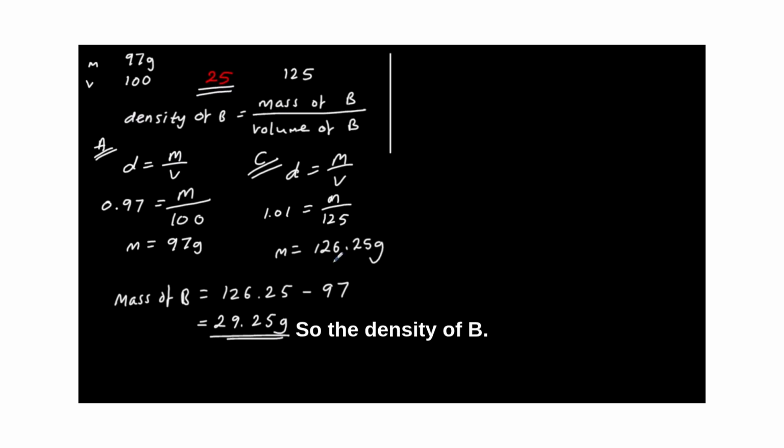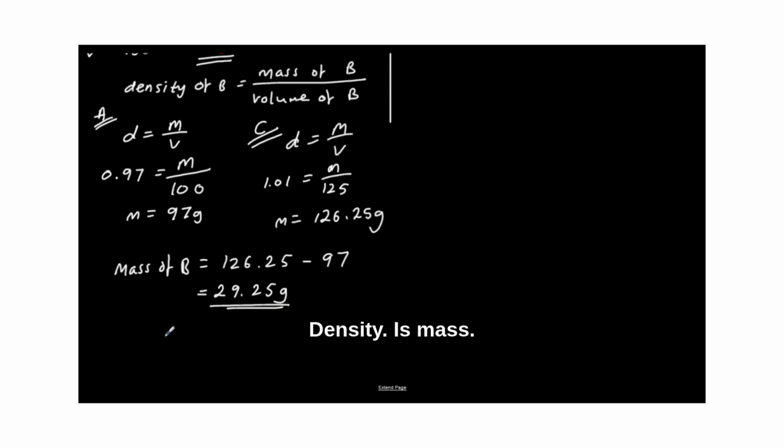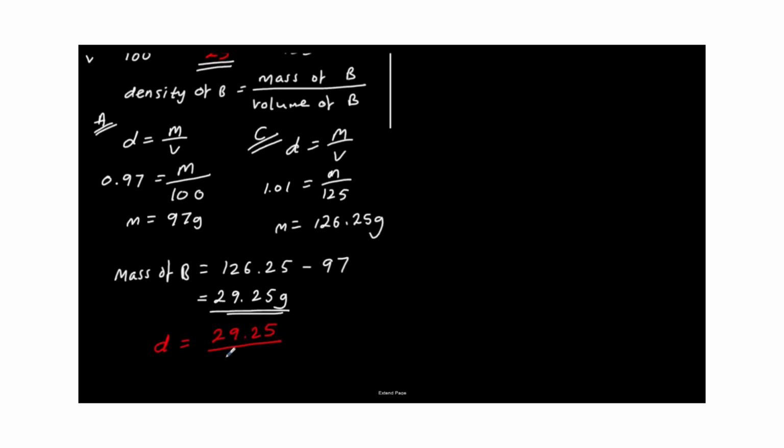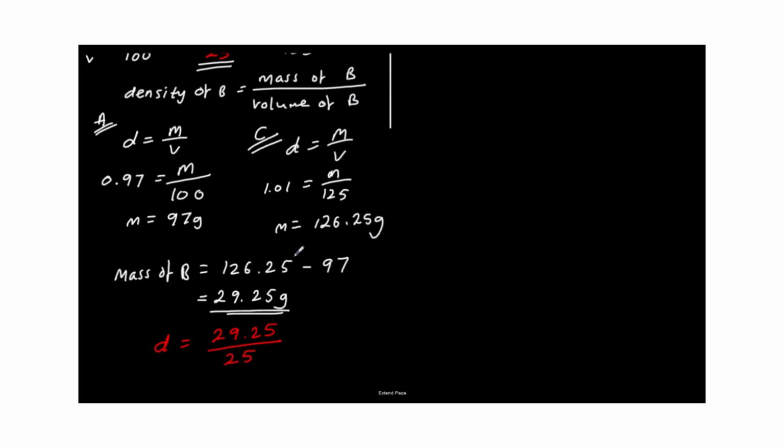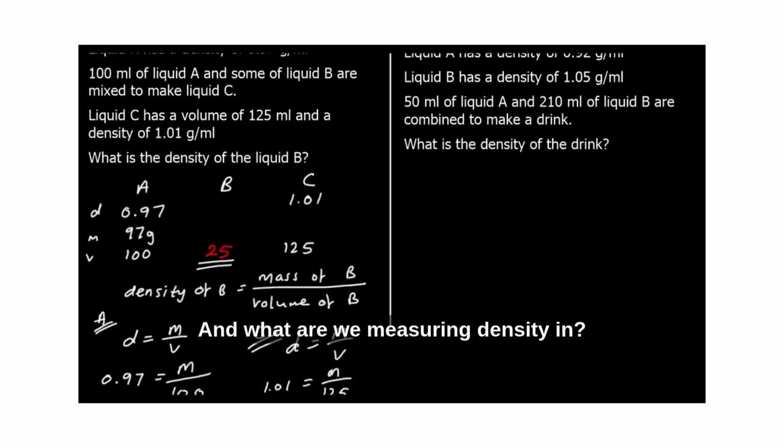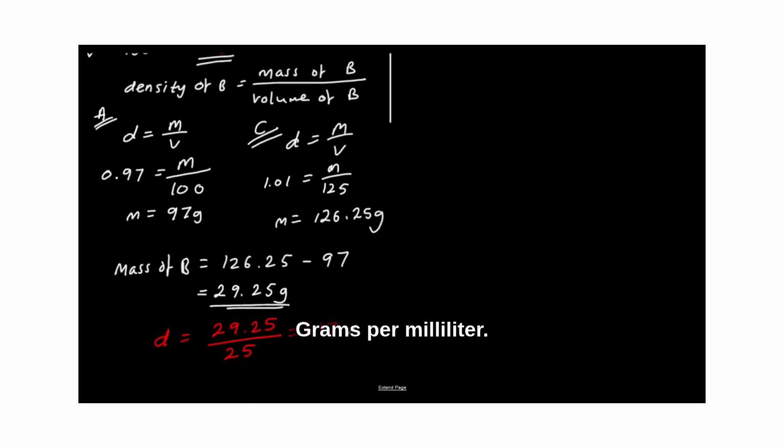So the density of B is the mass of B. Density is mass over volume, which was 25. So 29.25 divided by 25, and that is 1.17. So 1.17, and what are we measuring density in? Grams per milliliter.